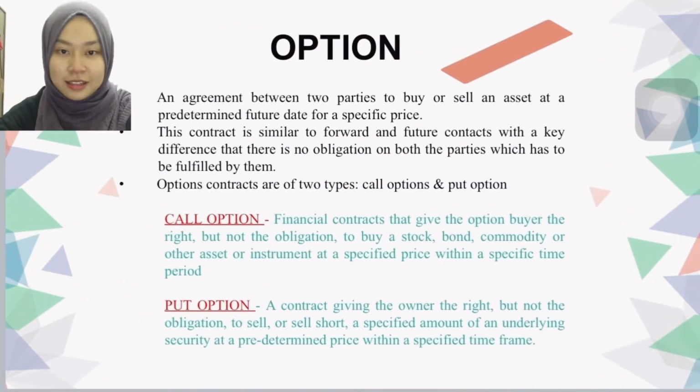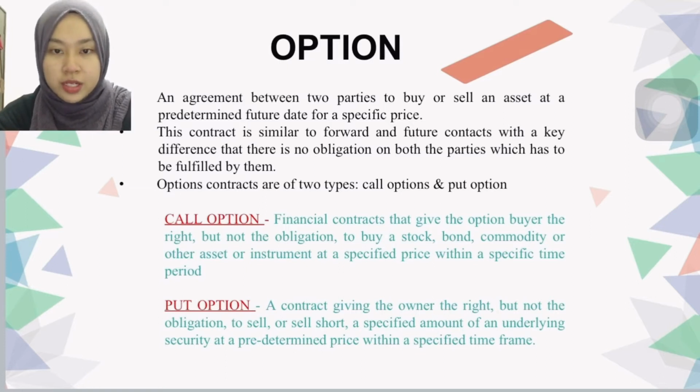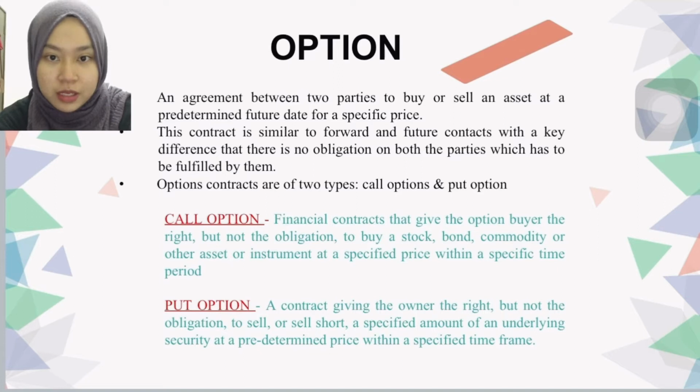Okay, this is the third type of derivative that is commonly used in hedge accounting, which is options. An option is an agreement between two parties to buy or sell an asset at a predetermined future date for a specific price. This option contract is similar to the forward contract and futures contract, whereby the key difference is that there is no obligation that needs to be fulfilled by them, meaning both parties.